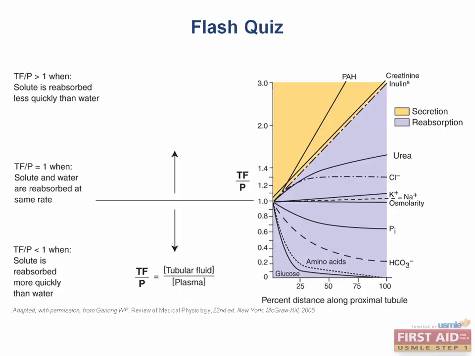with sodium. Don't get confused by thinking that a TF to P ratio higher than 1 means secretion, and a TF to P ratio lower than 1 means reabsorption. This is wrong. In order to be secreted, a substance must have a TF to P ratio that is higher than inulin. Anything with a TF to P ratio lower than inulin will be reabsorbed.